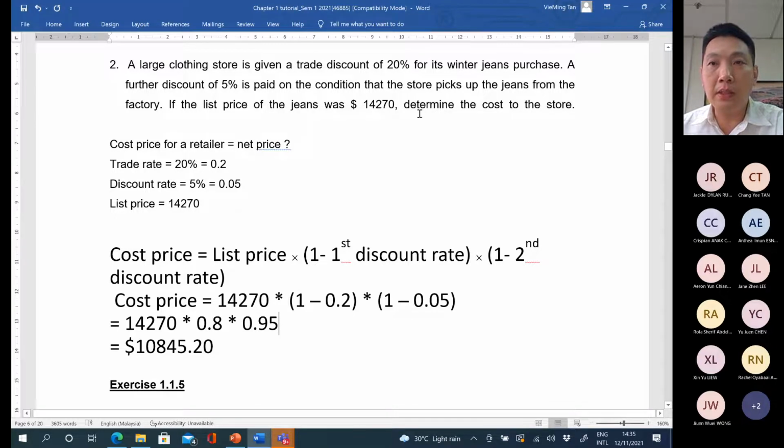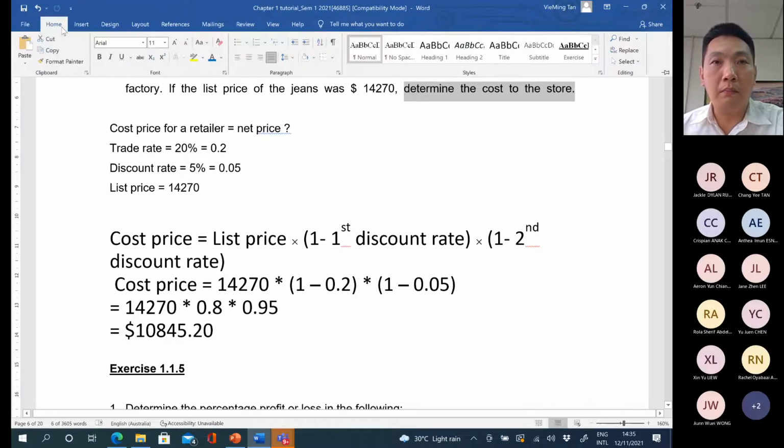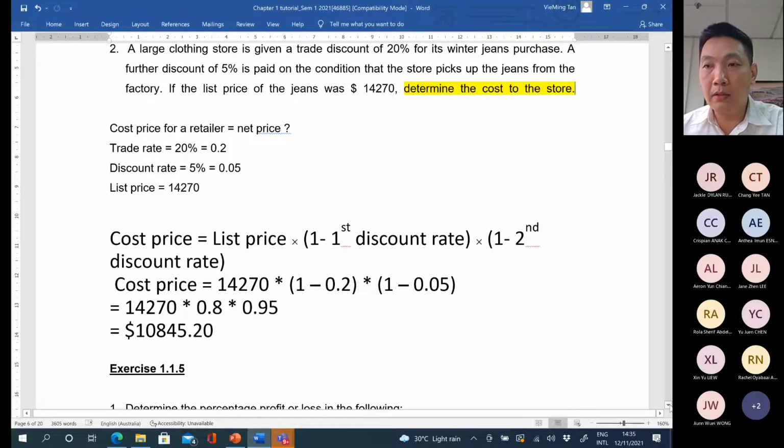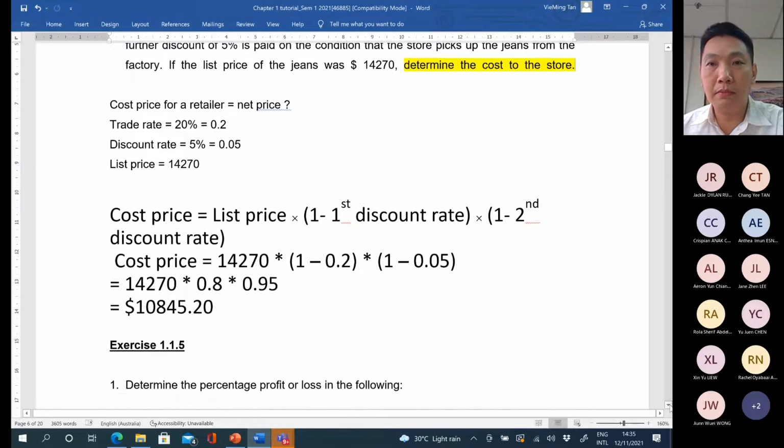So I think the problem is this sentence is not clear. This one is not clear. So we need to improve this question again. Okay, any other questions besides this part?